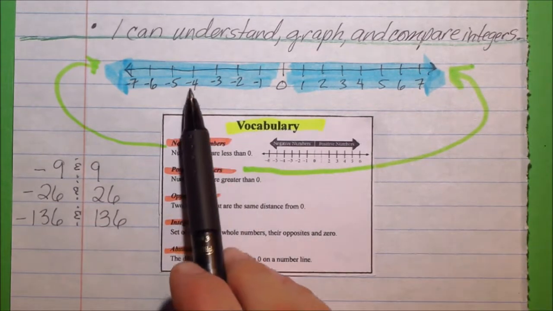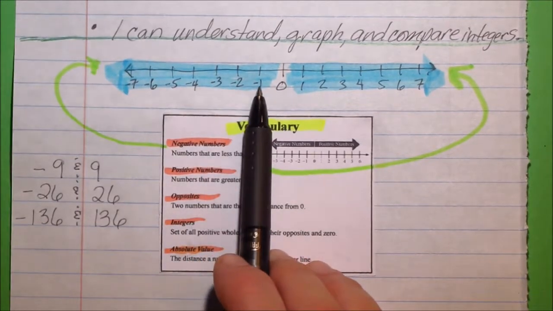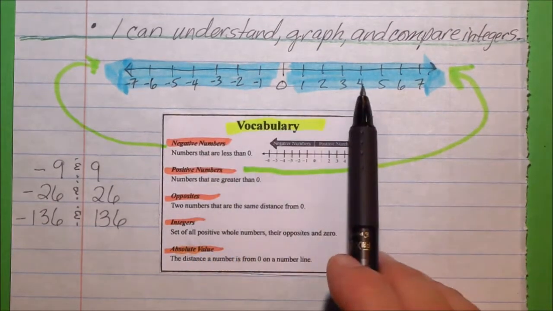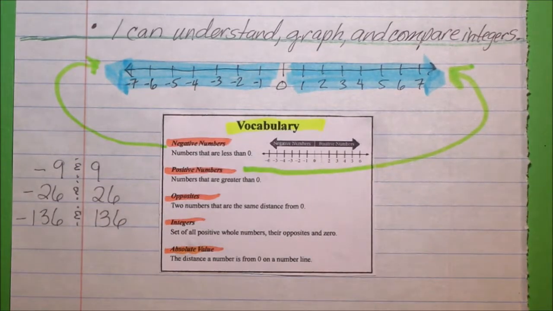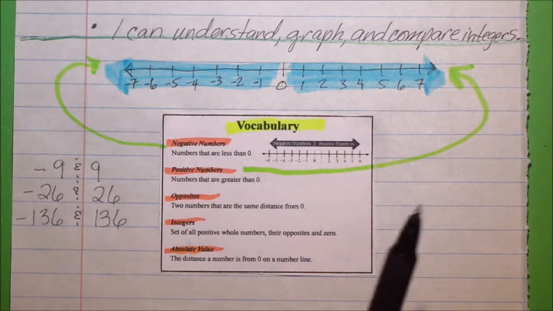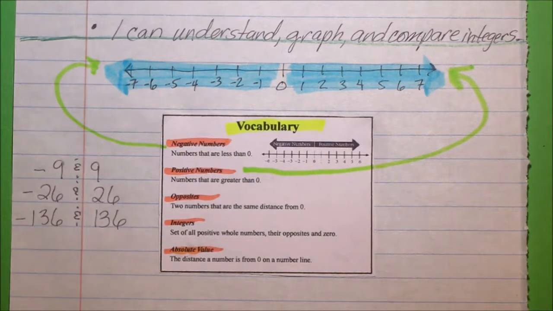So if I have the number -4, what is its opposite? Well, it's 1, 2, 3, 4 to 0. So it's going to be 4. 1, 2, 3, 4 to 0. They are the same distance from 0. Right? So when we're talking about integers, the opposite of a number, if it's a negative number, its opposite is its positive number. And if it's a positive number, its opposite is the same number but negative.